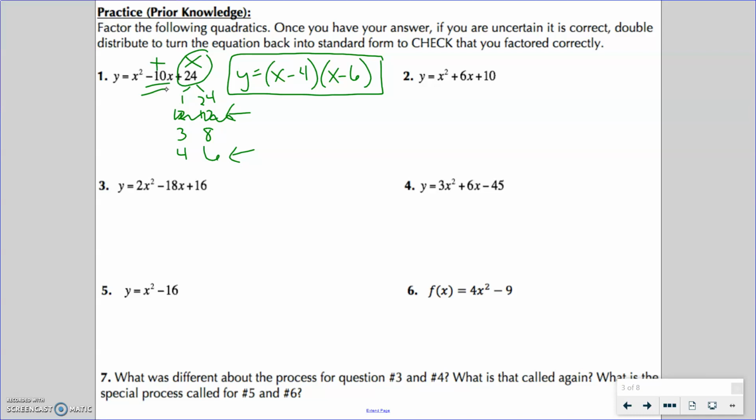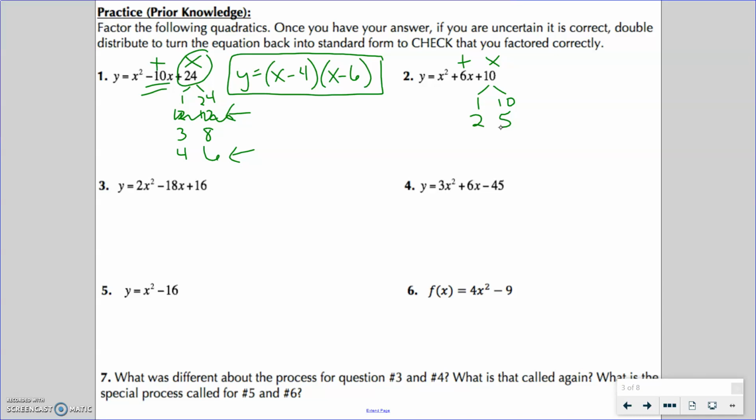All right, if I look at number 2, to add to give me 6 but multiply to give me 10, I could use 1 and 10 or 2 and 5. Well, neither of those options are going to work, and it's not like there's another option I'm missing. Some of my students in the past will think of decimals. Don't make them decimals. That makes it harder on yourself. Factoring is supposed to be an easier process.